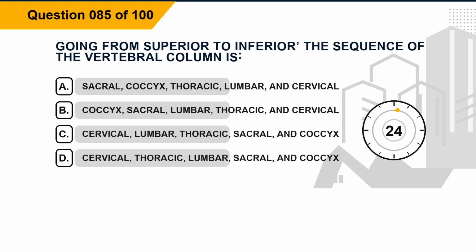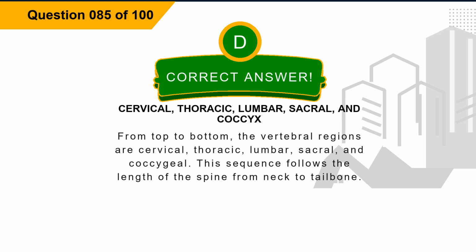Question 85. Going from superior to inferior, the sequence of the vertebral column is option A, sacral, coccyx, thoracic, lumbar, and cervical. Option B, coccyx, sacral, lumbar, thoracic, and cervical. Option C, cervical, lumbar, thoracic, sacral, and coccyx. Option D, cervical, thoracic, lumbar, sacral, and coccyx. The correct answer is option D, cervical, thoracic, lumbar, sacral, and coccyx. Explanation. From top to bottom, the vertebral regions are cervical, thoracic, lumbar, sacral, and coccygeal. This sequence follows the length of the spine from neck to tailbone.